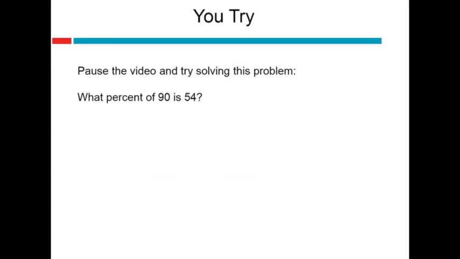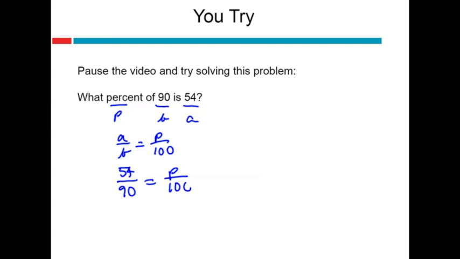So in this case, we have what percent of 90 is 54. So 90 is our base, 54 is our amount, and we're looking for the percent number p. So amount over base is percent over 100. So we have 54 over 90 is equal to p over 100. I cross multiply, so we'll have 5,400 equal to 90 times p.